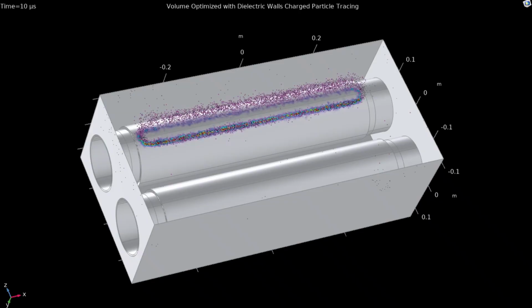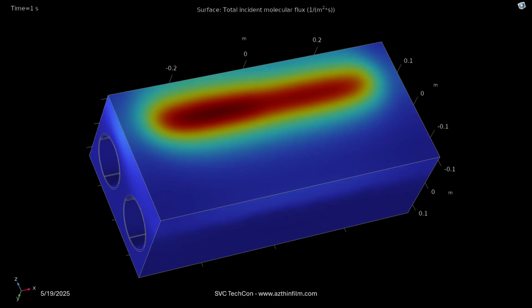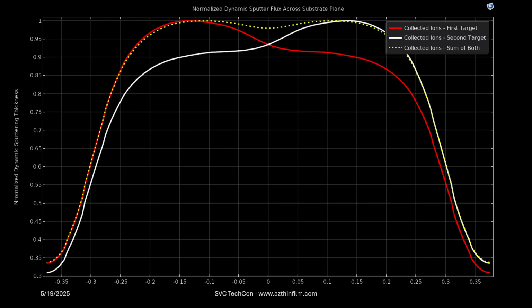And that's because the actual electrical impedance of this process, having the dielectric walls, makes that impedance much higher and reduces the efficiency of the electrons in the racetrack to ionize the background gas. So then if we plot the deposition profile from the ion collected uniformity profile, we've again moved that deposition profile back to the left-hand side. So in the previous one, it was on the right-hand side, and now it's on the left-hand side.